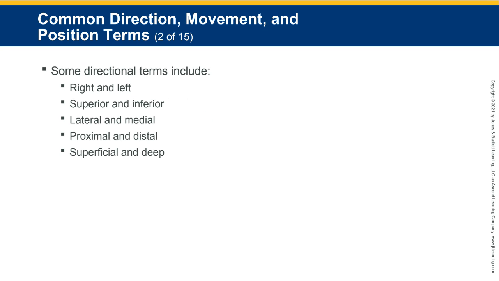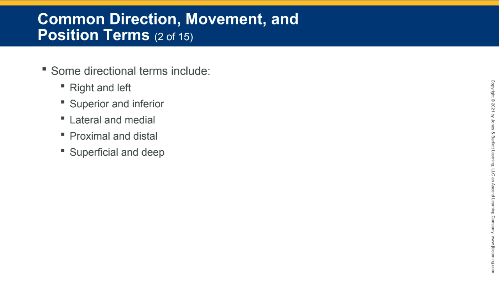Now, some directional terms that you need to be familiar with: right and left. And when we say right and left, it is the patient's right and left. Superior and inferior. Superior is closer to the head, inferior is closer to the feet. Lateral and medial. Lateral means that the structure is away from the midline of the body. Medial means the structure is closer to the midline of the body.